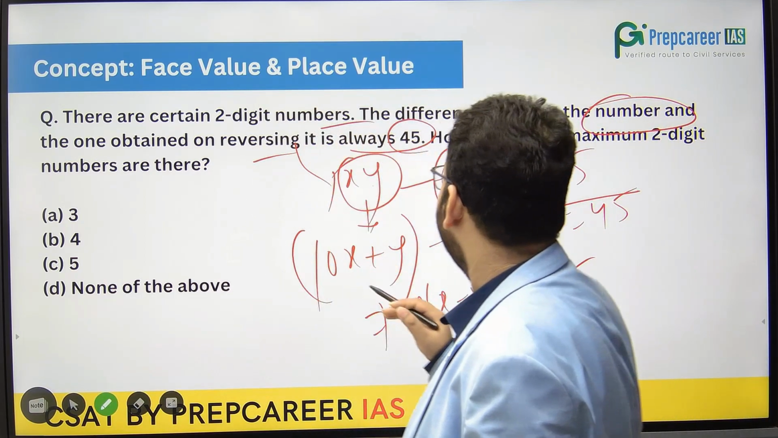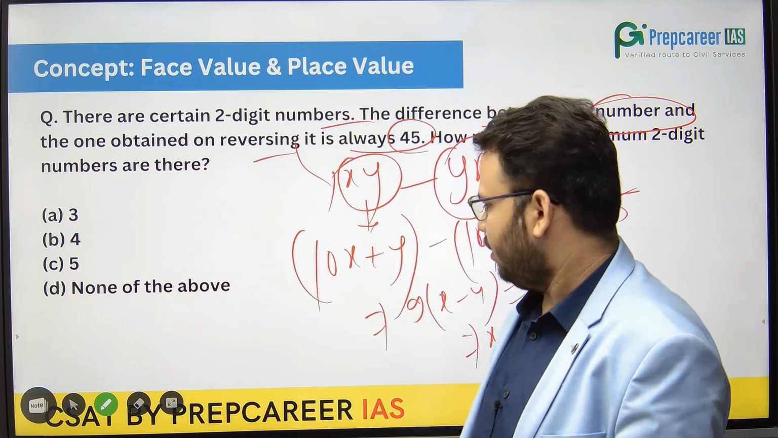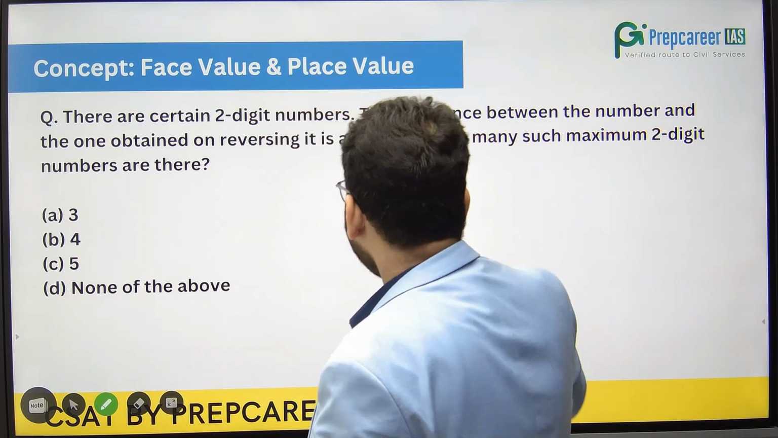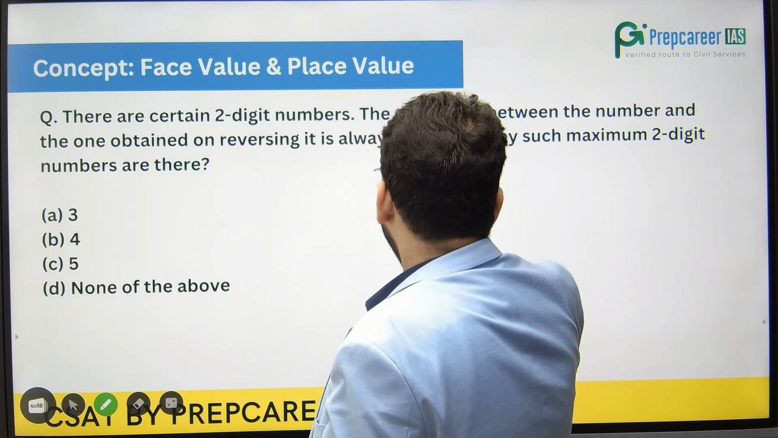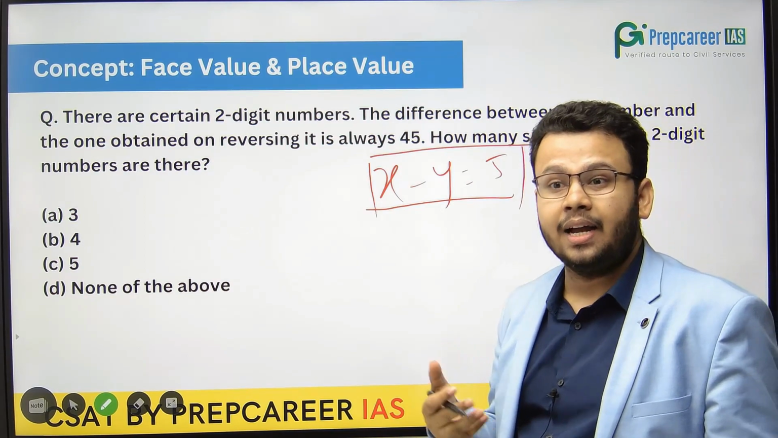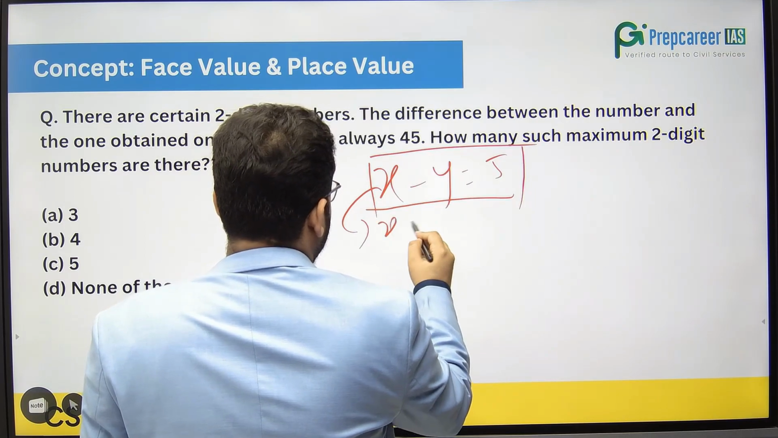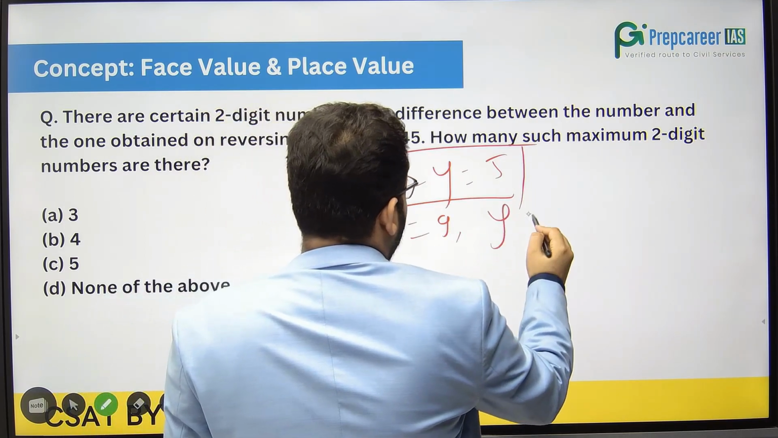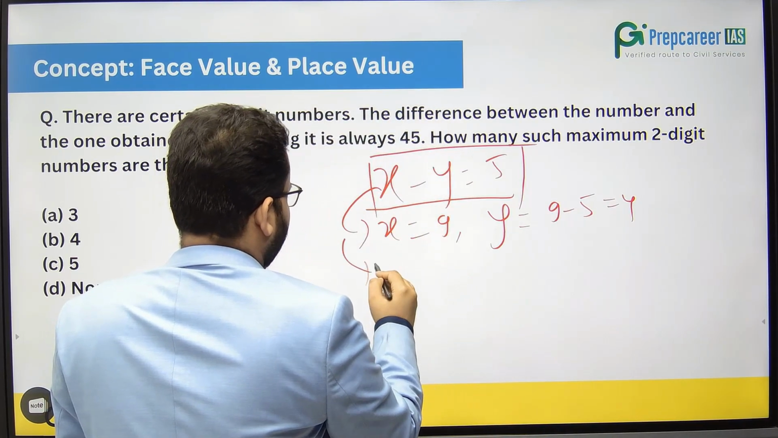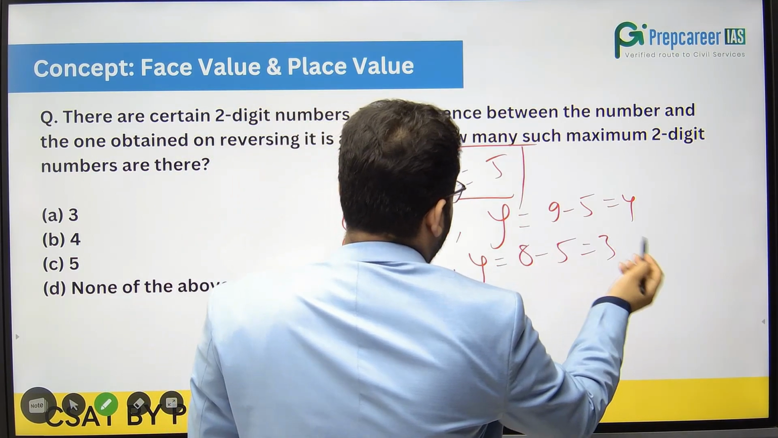Now you have to find the maximum number of 2-digit numbers that are possible given this arrangement. So what should be your approach? Here you have to find out the possibilities. When x minus y equals 5, what can be the possible values of x and y? Let us take the value of x equal to 9. So y you will get what? 9 minus 5 equal to 4. Then take the value of x equal to 8. So y you will get 8 minus 5 equal to 3.